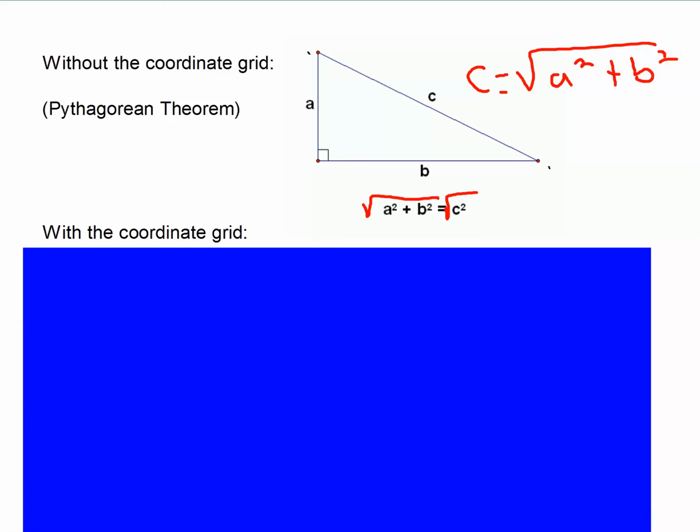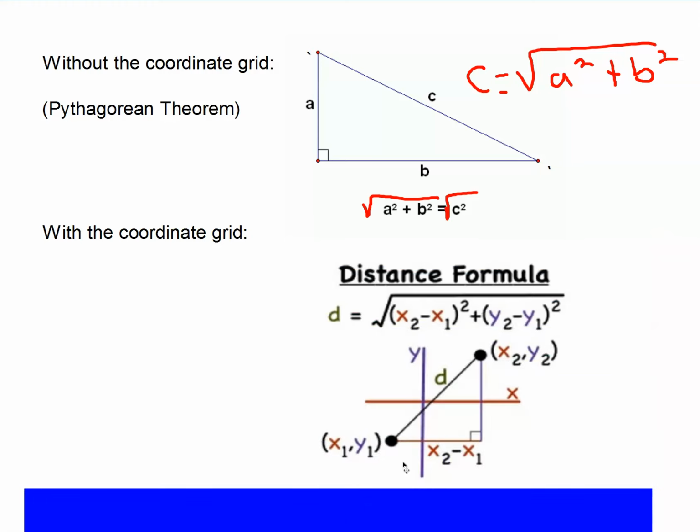All right, now let's talk about the same situation in the coordinate grid. If we have the situation in the coordinate grid, we would use the distance formula, which is basically the Pythagorean theorem in the coordinate grid. If you see here, when I'm trying to find this measure, x2 minus x1 is basically your horizontal distance, which could be A or B. And then y2 minus y1 is your vertical distance, which again could be A or B.